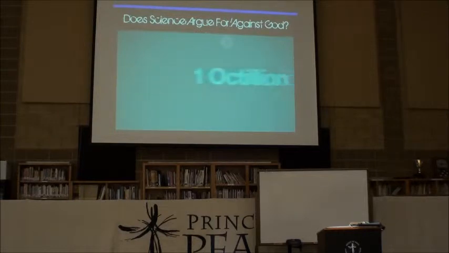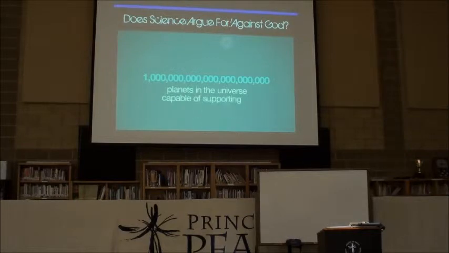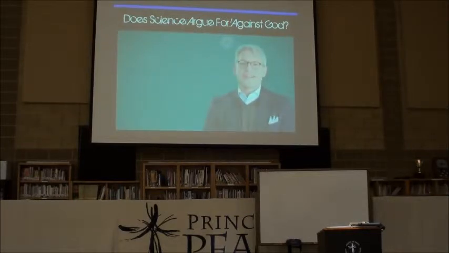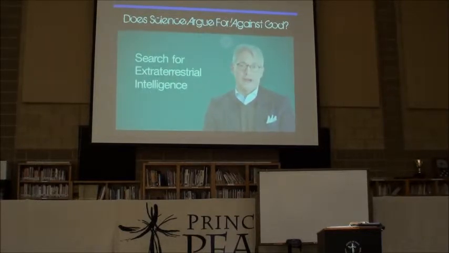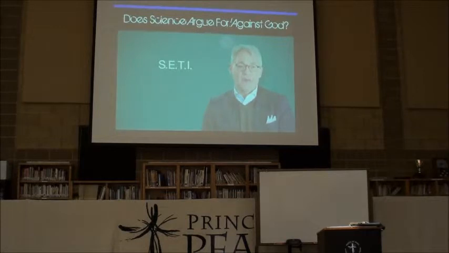Given the roughly octillion planets in the universe, that's one followed by 24 zeros, there should have been about septillion planets, that's one followed by 21 zeros, capable of supporting life. With such spectacular odds, scientists were optimistic that the search for extraterrestrial intelligence, known by its initials SETI, an ambitious project launched in the 1960s, was sure to turn up something soon.